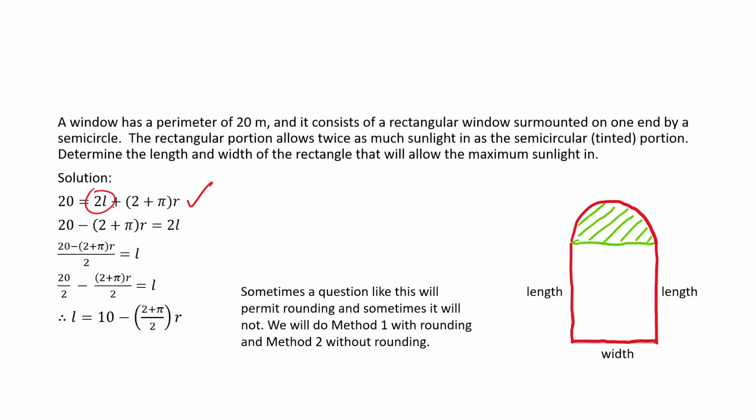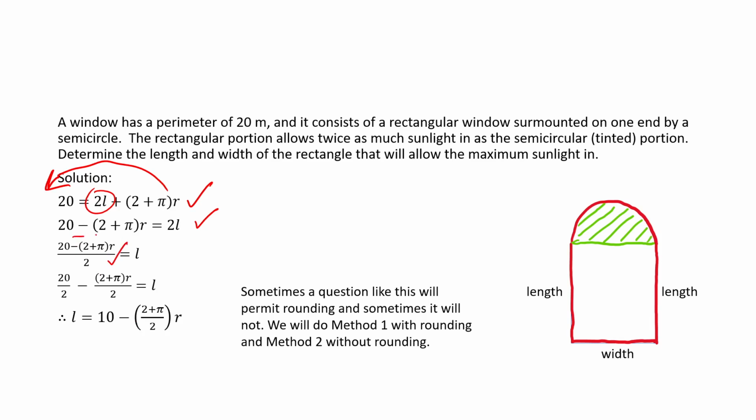And we're trying to isolate L, so we subtract the quantity of 2 plus pi times r from both sides. We get this expression here. And now we can say L is equal to that expression divided by 2.